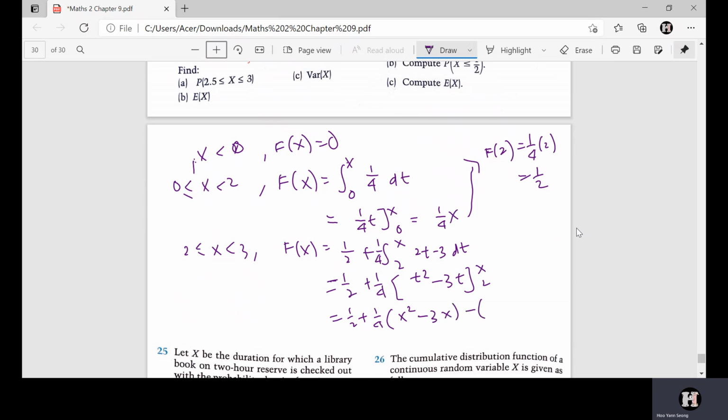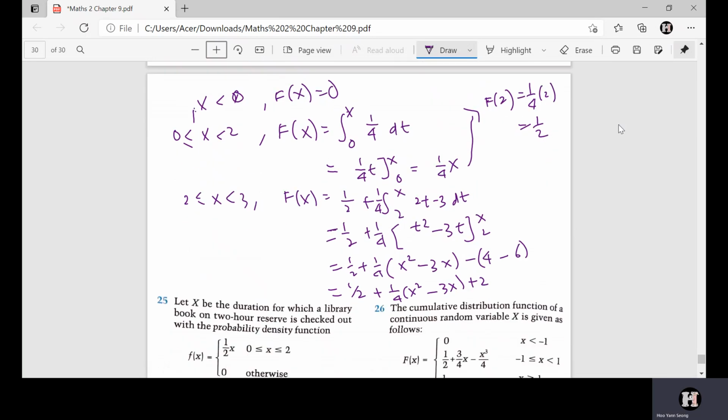Okay, then minus 4, minus 4, this one is minus 6. So finally, we have 1 over 2 plus 1 over 4 x squared minus 3x. This one is minus 2, is plus 2. So you have this particular expression, you sum up later. Now how do you know that this one is correct or not?